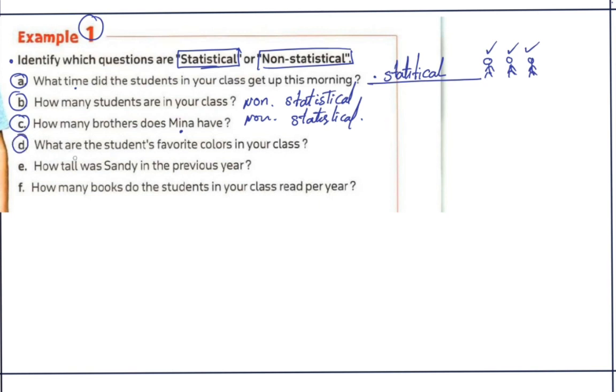D: what are the students' favorite colors in your class? Here you need to ask every student about his favorite color, right? Now you need to collect data. That means this question is a statistical question. E: how tall was Sandy in the previous year? Sandy had a certain height last year. Just ask her. Now it's non-statistical.